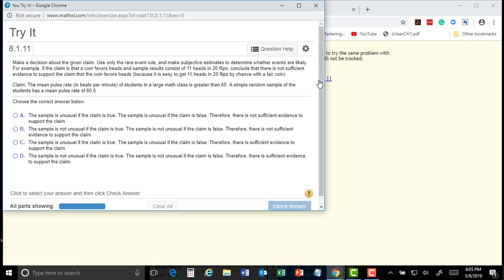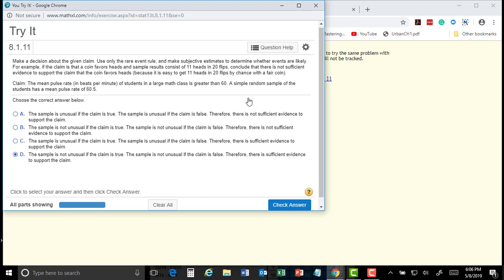Okay, so let's say D. Any questions? The sample is not unusual. The sample is not unusual if the claim is false, because I knew that this was not far away from there. It's not a rare event. If the claim is that the pulse rate is greater than 60, then there is not sufficient evidence to support the claim. You got it? It's kind of tricky, but okay.